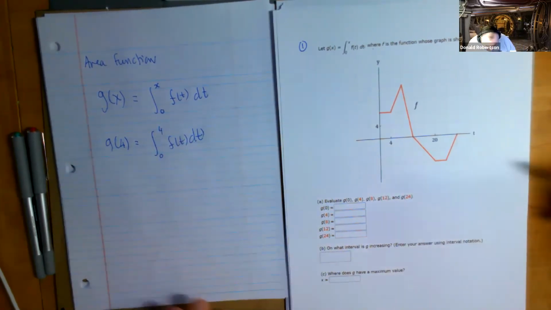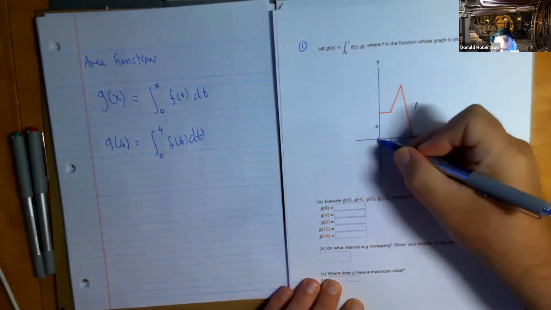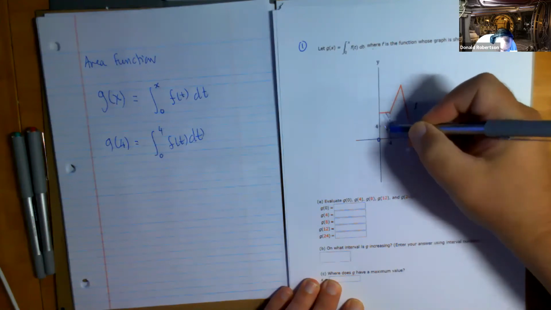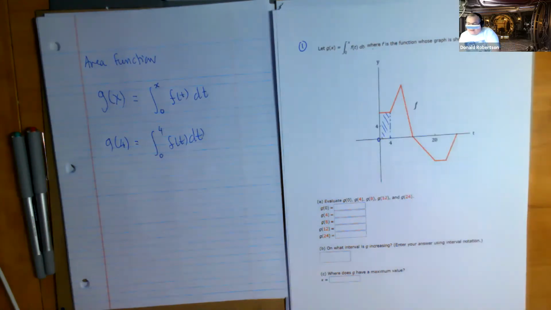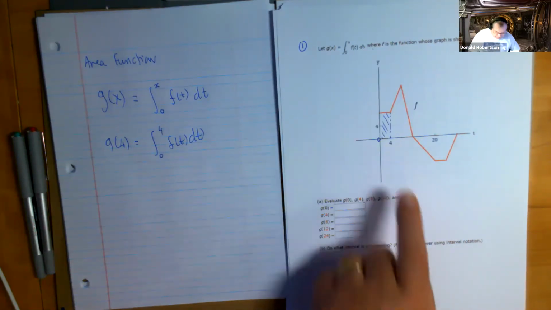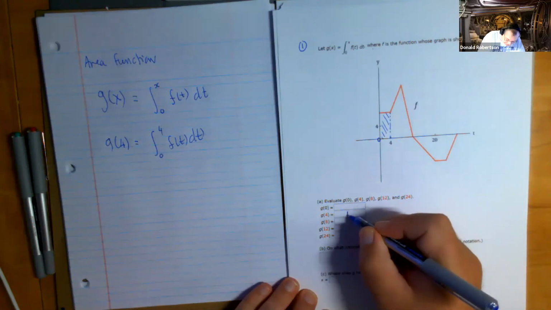Okay. If you started at 0 and you went to 4, wouldn't you be doing that guy? Wouldn't that be the integral? And this is just a rectangle. So what's that? 4 times 4. So the answer would be 16.